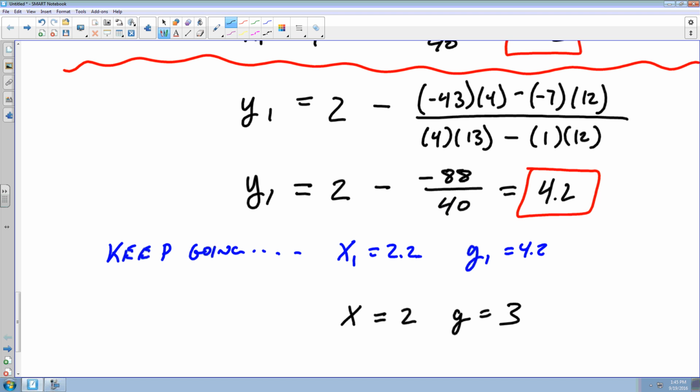I think so. If you keep going, the next x will get a little closer to 2, the next y will get a little closer to 3, and you probably have to do it like 3 or 4 times. Okay, you probably have to do it 3 or 4 times. Once you do it about 3 or 4 times, then all of a sudden you'll see that the numbers are getting really close together. Like, how do you know when you're good?